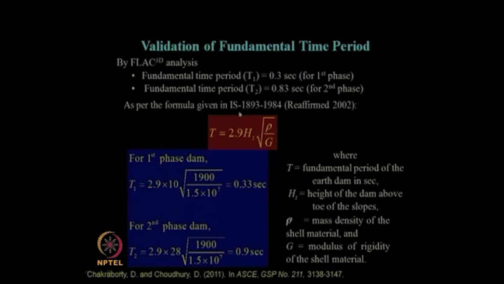Also, the IS code, the BIS 1893 1984 version, also gives us a formula to calculate analytically the fundamental time period of any structure like a tailing dam. So, for the first phase this is the value, for the second phase this is the value, which are very well comparable to those obtained in the FLAC 3D analysis, as you can see.